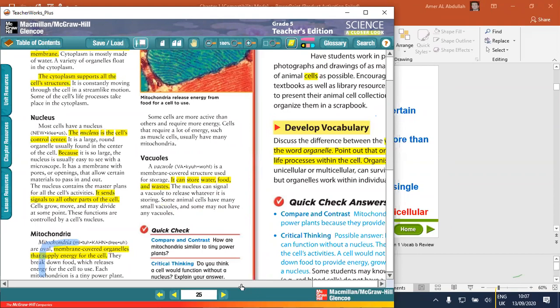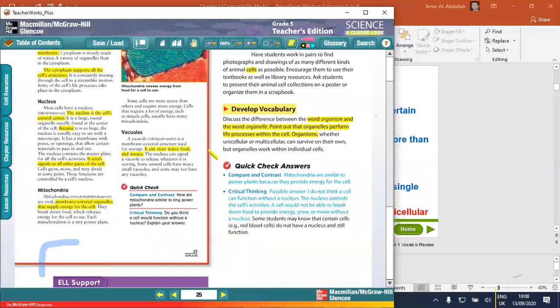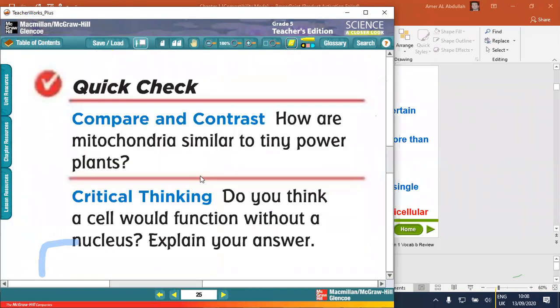The cell can signal a vacuole to release whatever it is storing. Some animal cells have many vacuoles and some may not have any vacuoles. Okay. I'll put a zoom on the two questions. Now, we will answer the quick check questions.